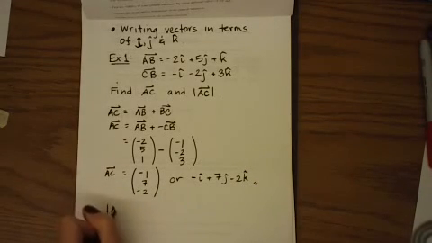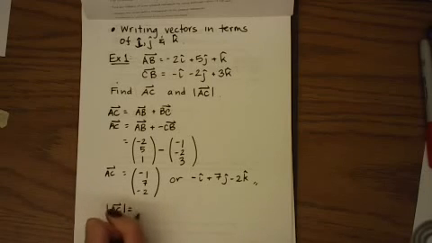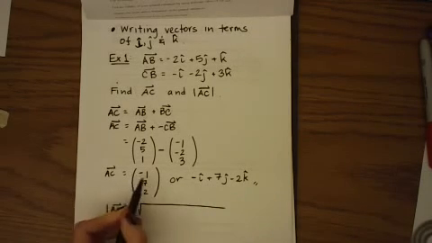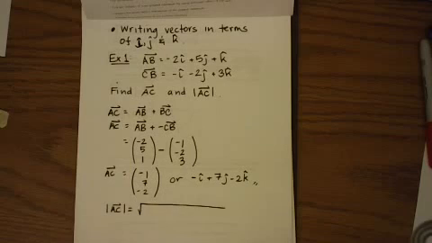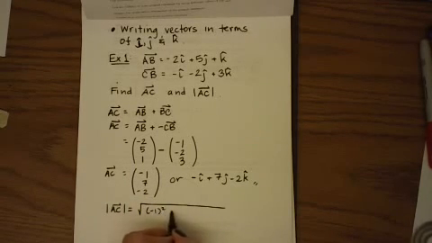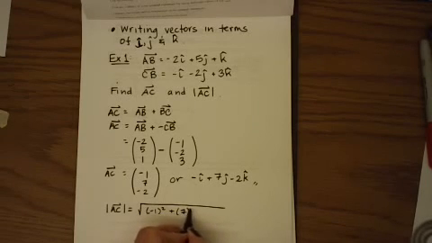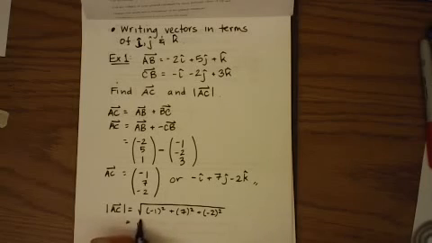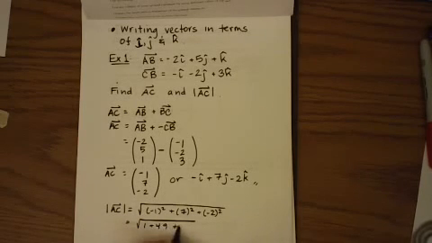To find the magnitude of vector AC, we want to use the distance formula. So we're going to square each of the components in the vector and add those squares up. So we have -1 squared plus 7 squared plus -2 squared. Square root of that, so that's root 1 plus 49 plus 4, which is root 54, which simplifies to 3 root 6.